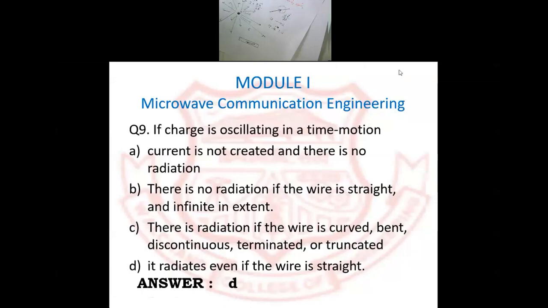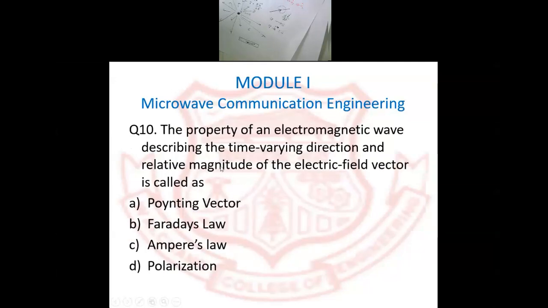Okay, now we can consider the next question. The property of an electromagnetic wave describing the time varying direction and the relative magnitude of the electric field is called as what? All of you write the answer there in the chat. The electric field is called as what? The property of an electromagnetic wave describing the time varying direction.